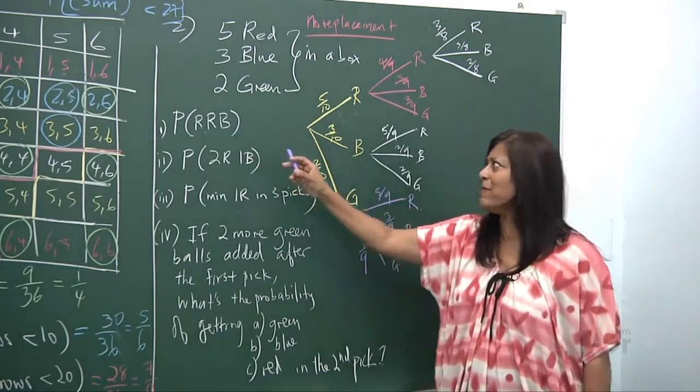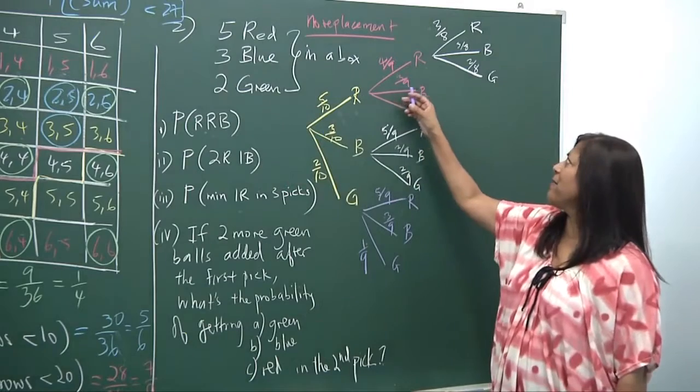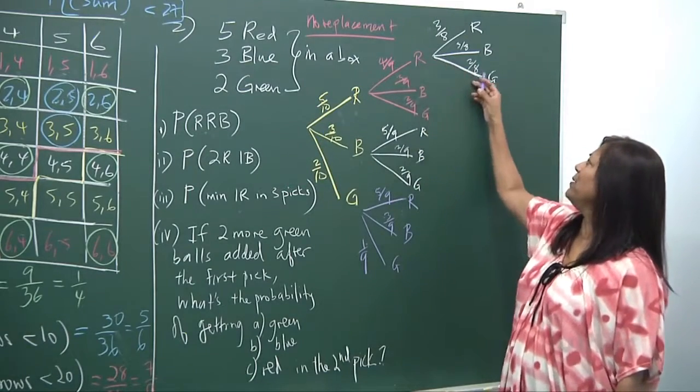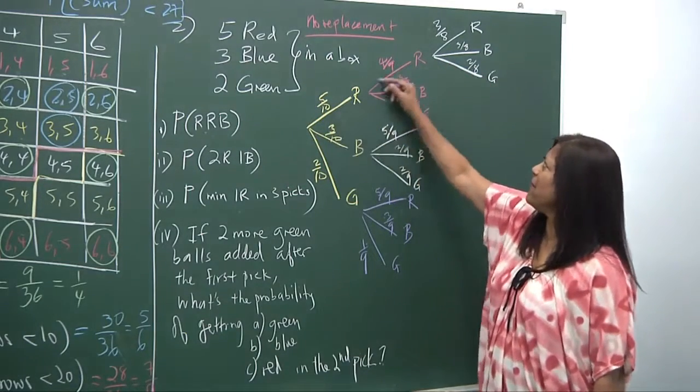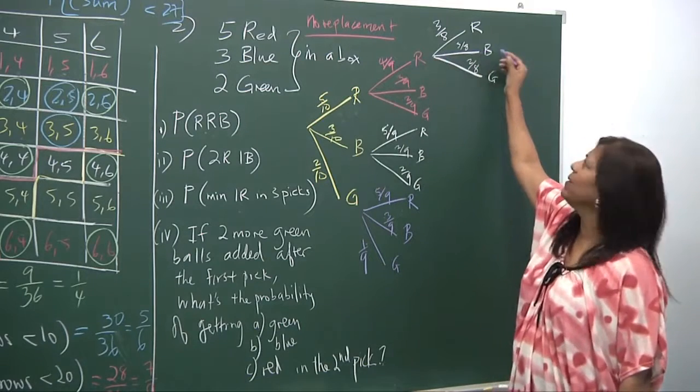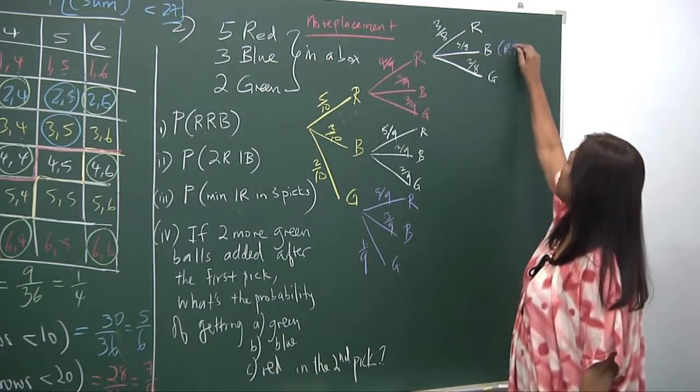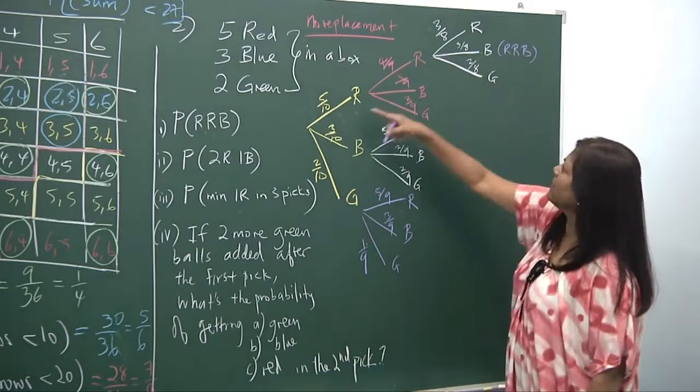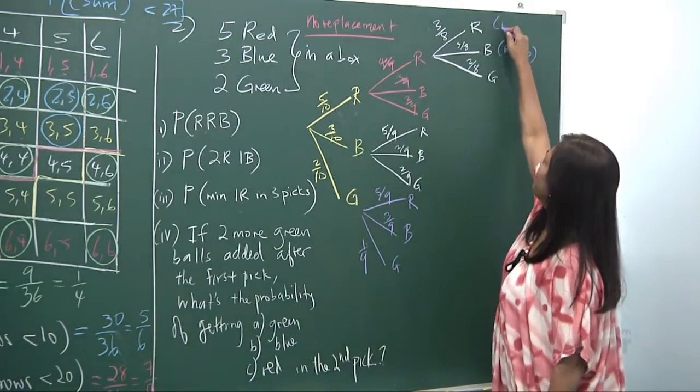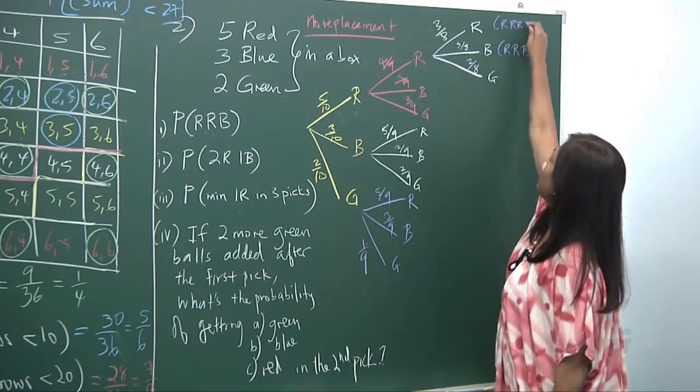Look at your probability tree, my dear. A red, red, blue. Yeah, it's here. Red, red, blue. This is a red, red, blue. How about this? A red, red, red. Okay? And what about that?